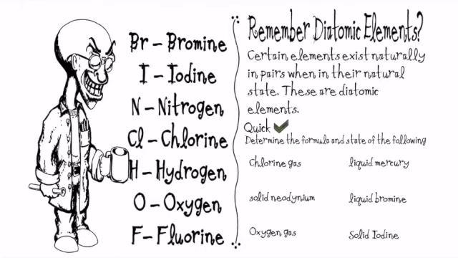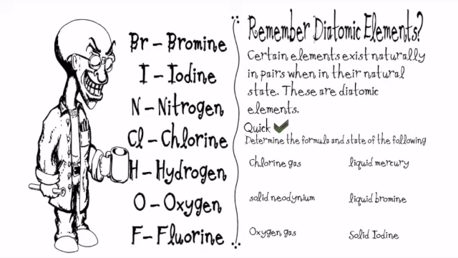Remember diatomic elements. So when you're writing chemical equations, it's important to remember that there are 7 diatomic elements. These always exist in pairs. So they are bromine, iodine, nitrogen, chlorine, hydrogen, oxygen, and fluorine. Or, remember, the scientist Brinkelhoff.